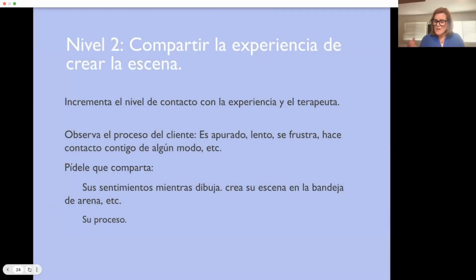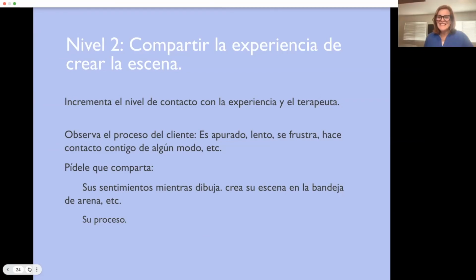Then let's say what you did is you shared the scene. This is what I drew. And some of us draw something really quickly, and others of us take a long time. That's our process. That's what we're noticing.